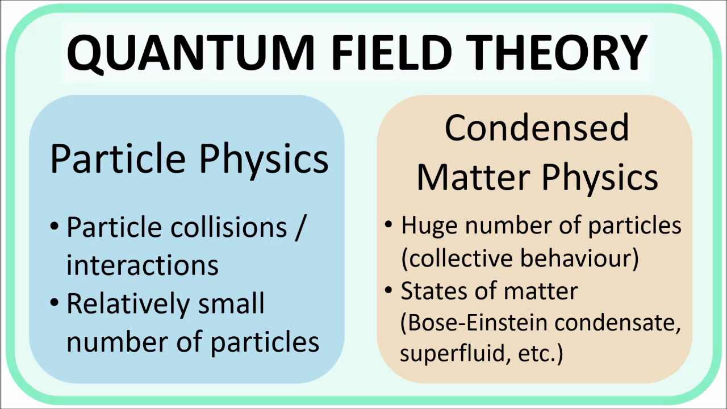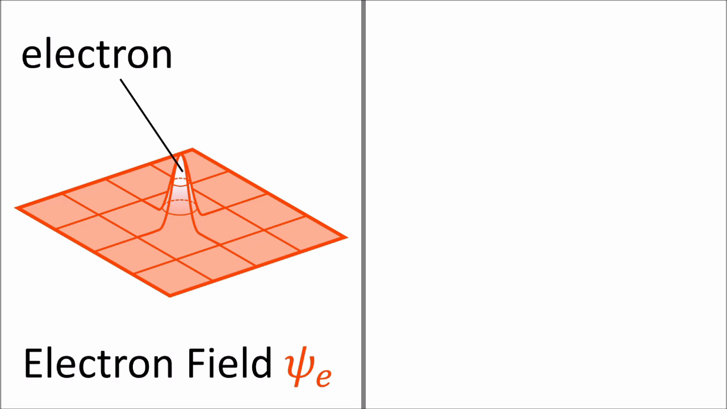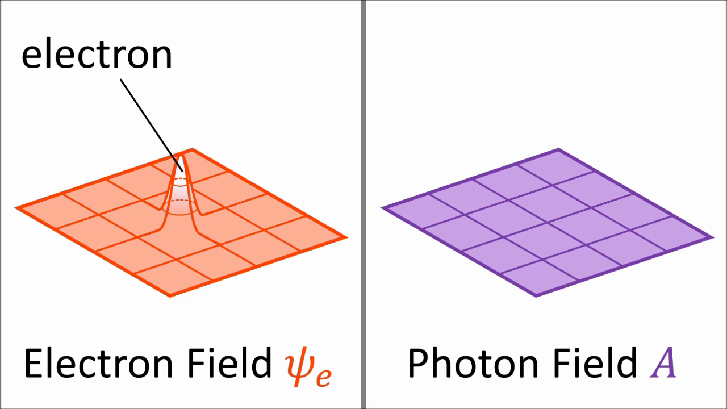So quantum field theory lets us understand a lot of things, but what exactly is it? You'll often hear people say that QFT treats particles as excitations in various fields. For example, electrons are viewed as excitations in the electron field, and photons are viewed as excitations in the photon field. But what exactly does this mean?